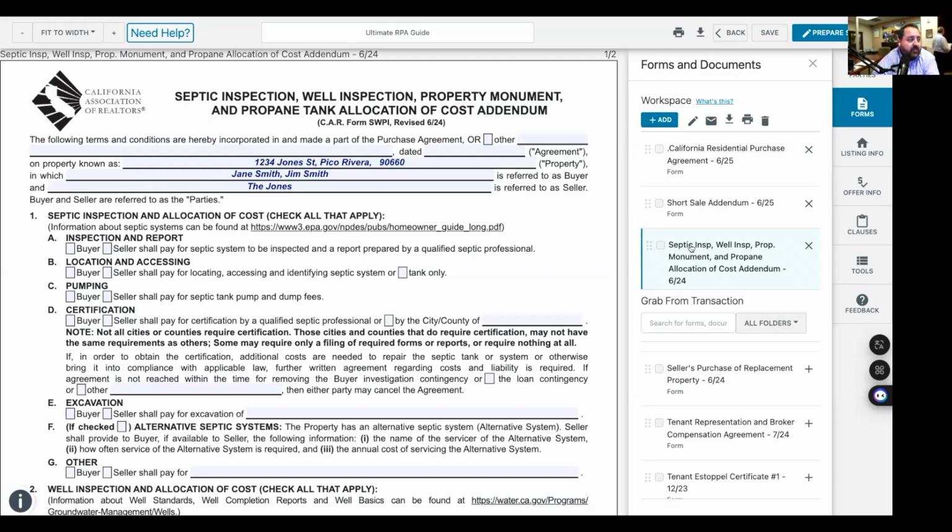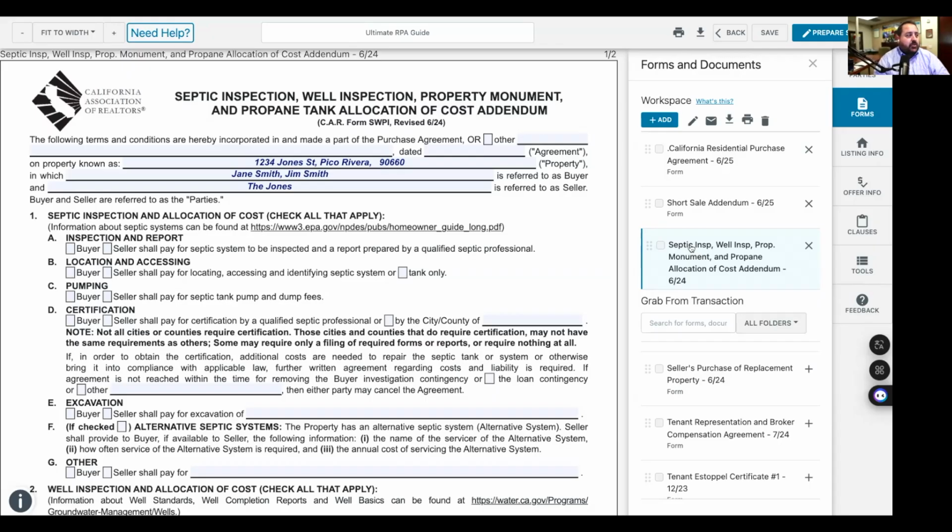And then the certification. Buyer or seller shall pay for certification by qualified septic professional or by the city of, county of, wherever the property is. Not all cities or counties require certification. Those cities and counties that do require certification may not have the same requirements as others. Some may require only a filing of required forms or reports, or require nothing at all.